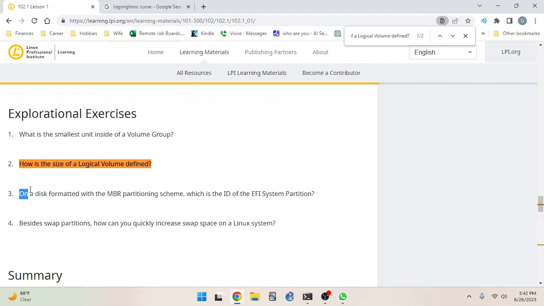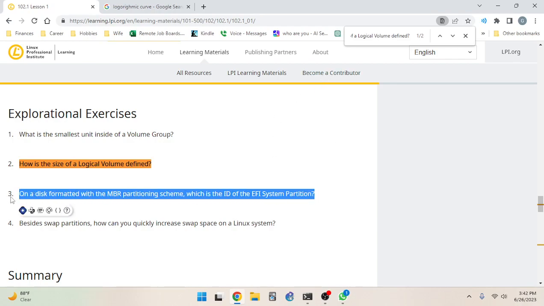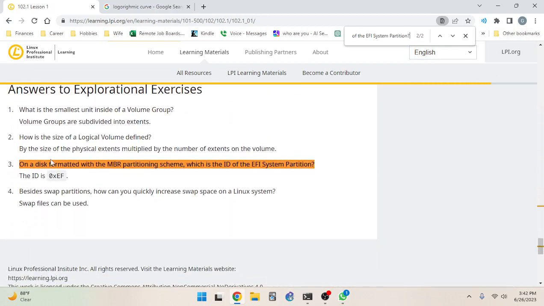All right, on a disk formatted with the MBR partitioning scheme, what is the ID of the EFI system partition? This one, I remember it's 0xEF. Yep, 0xEF. I just remember that.